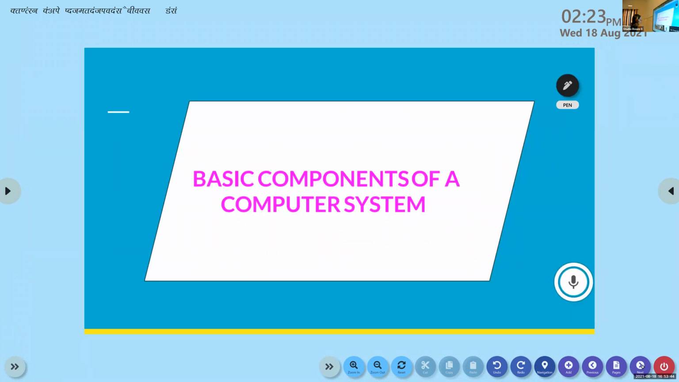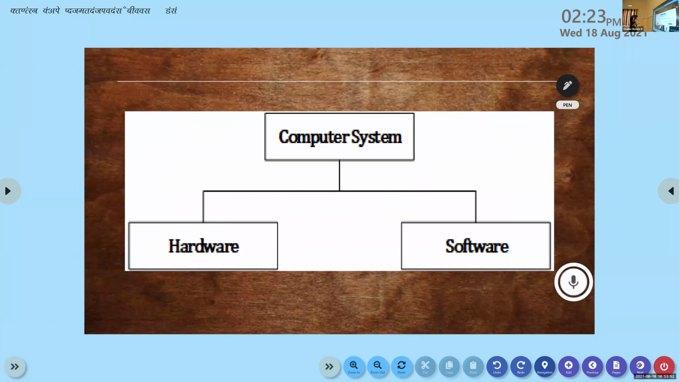What are the basic components of a computer system? It is hardware and software, isn't it? So computer system consists of two parts. First one is hardware and second one is software. So what is hardware and what is software?